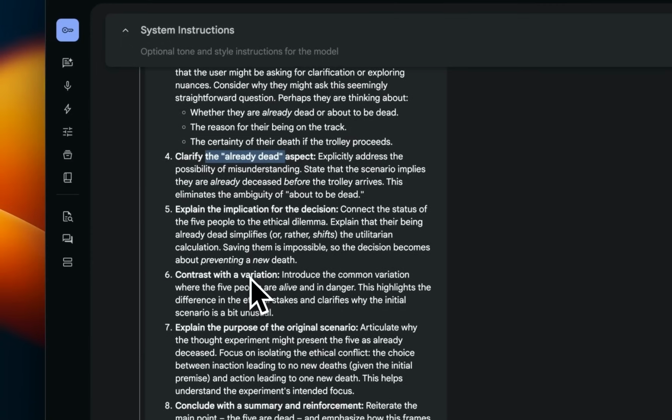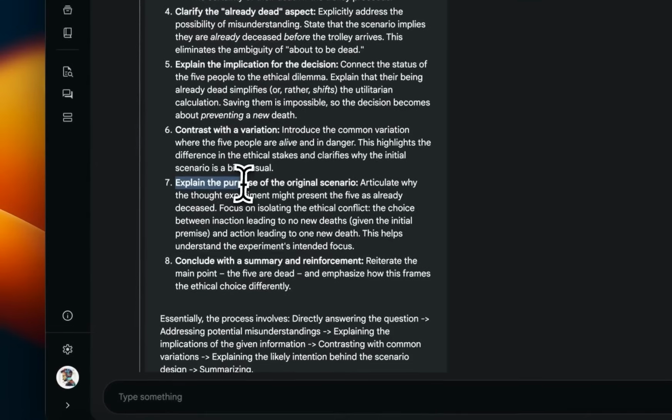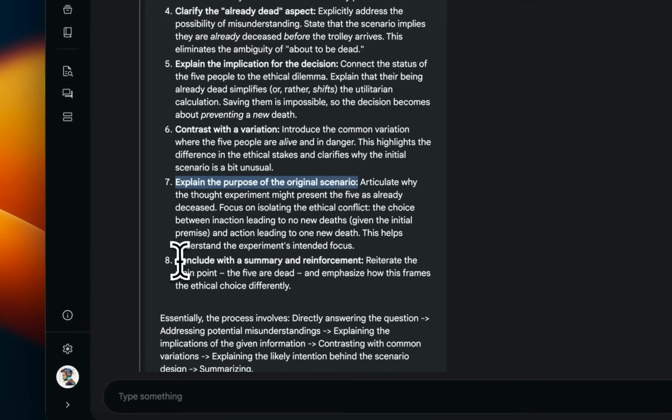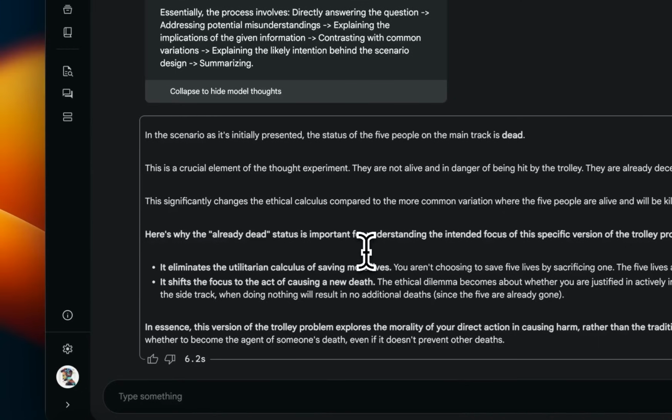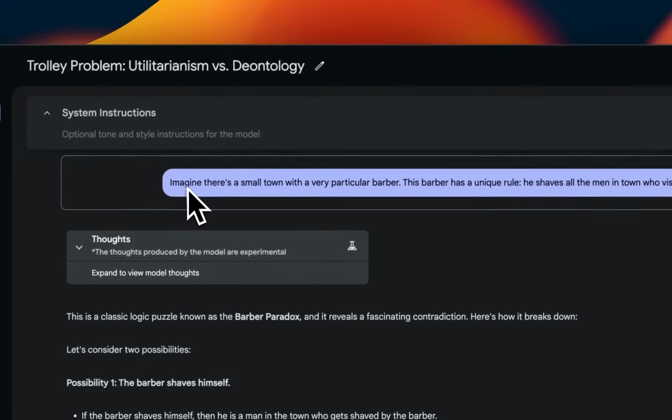Explain the implications of the decision. Contrast with the variation. Explain the purpose of the original scenario. And conclude with the summary and reinforcement. I feel like it's an agentic system which comes up with a plan and then generates an answer based on that plan. Now, I followed up with this prompt.